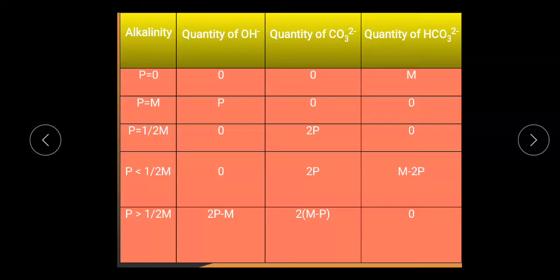See here, in that chart you never find hydroxide as well as bicarbonate ion in the same solution, because when hydroxide and bicarbonate are present, they get neutralized. That's why hydroxide and bicarbonate ions are never present in one and the same solution. So from that, you can easily find out the types and amount of alkalinity.